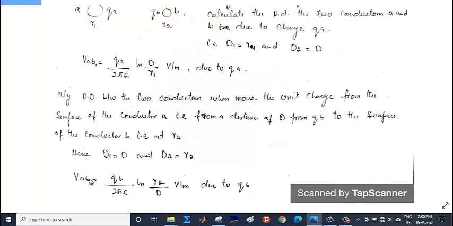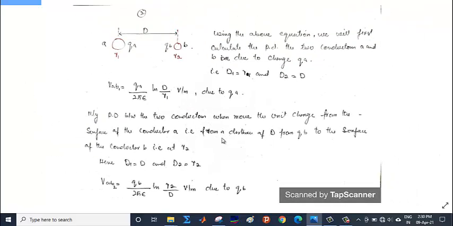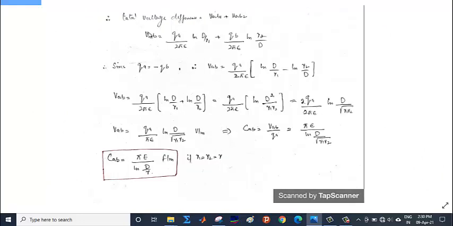So the voltage due to charge B will be equal to VAB, its charge divided by 2 pi epsilon ln of R2 by D, because d2 is R2 and d1 is D, volt per meter square, again due to the charge QB. So the total voltage difference will be the summation of two voltage drops, that is QA divided by 2 pi epsilon ln of D by R1 plus QB divided by 2 pi epsilon ln of R2 by D.